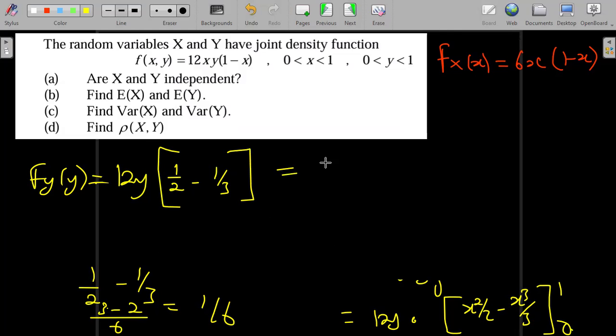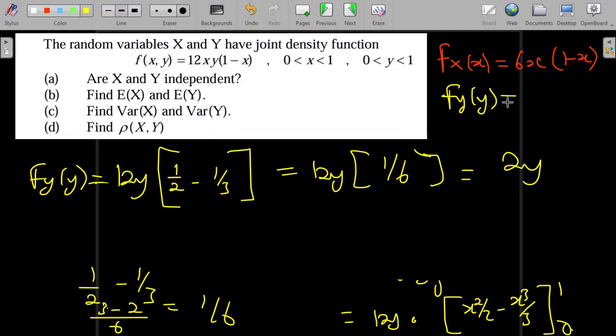So this equals 12y, and in the brackets I have 1 over 6. This gives me 2y. So the marginal of y is 2y.